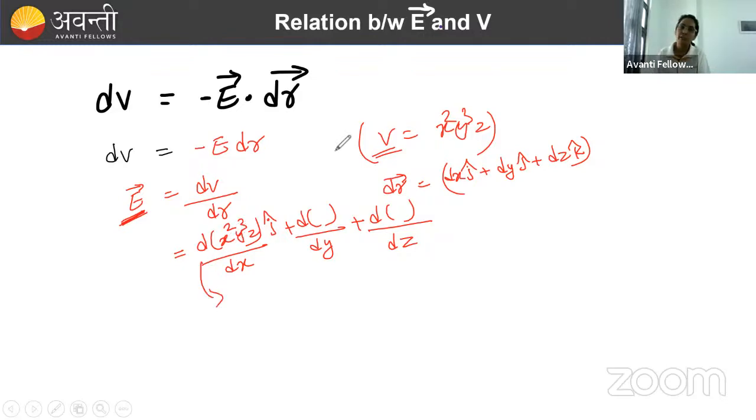So the value of this we are going to get as what? It will become y cube z constant, taken outside, and x square's differentiation, that is 2x. So this thing we are going to get. Similarly, we will do the rest. So this is basically the way to calculate electric field if voltage is given in terms of x, y, z. Done. Clear?